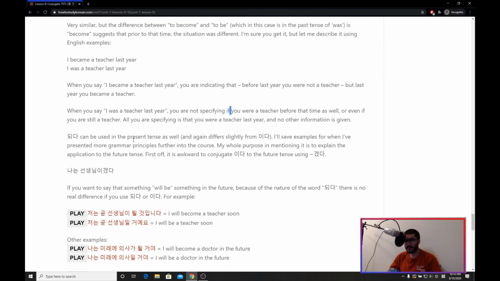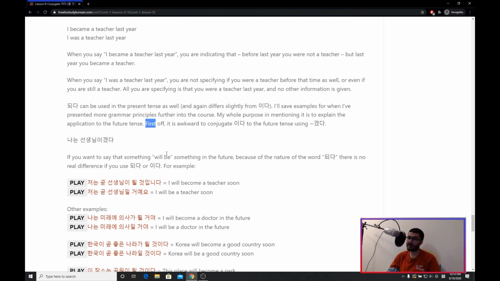So, 되다 can also be used in the present tense. And again, slightly different from ida. I'll save examples for when I've presented more grammatical principles further into the course. My whole purpose in mentioning it is to explain the application to the future tense. First off, it's kind of awkward to conjugate ida to the future tense using 겠다. 선생님이 겠다. Okay, that is kind of awkward.